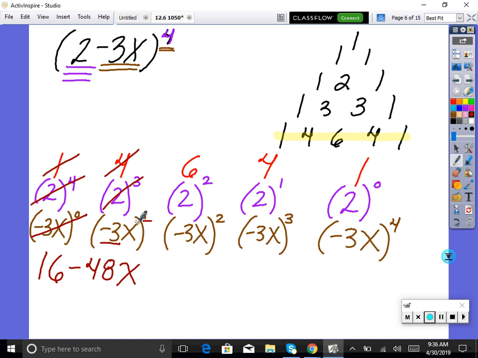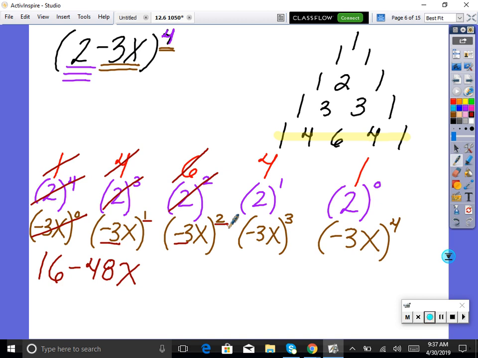Okay, now right here we should have a 6 times a 4, or 2 squared, same thing, and then times negative 3 squared. You would need parentheses if you type it into your calculator. What is it? That's 24 times 9.